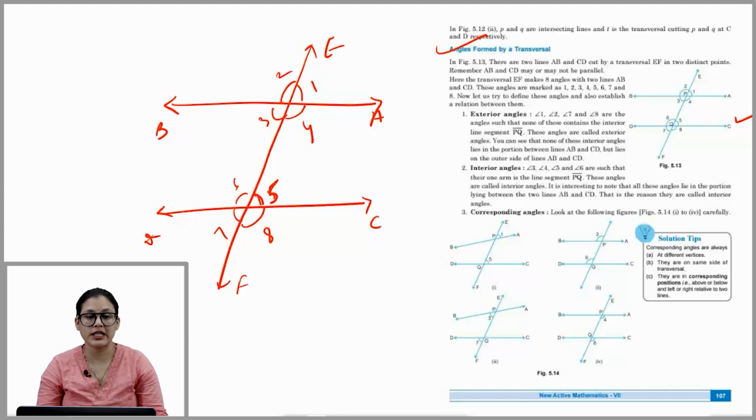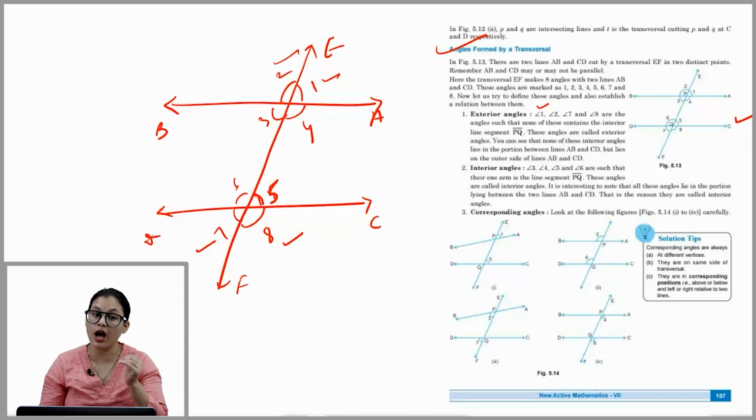Now let us try to define these angles and also establish a relation between them. Number 1, exterior angles. Angles 1, 2, 7 and 8 are the angles such that none of these contains the interior line segment PQ. These angles are called exterior angles. None of these lies in the portion between lines AB and CD, but lies on the outer side of lines AB and CD. As you can see, these two angles are outer side of DC and these two angles are also outer side of AB.